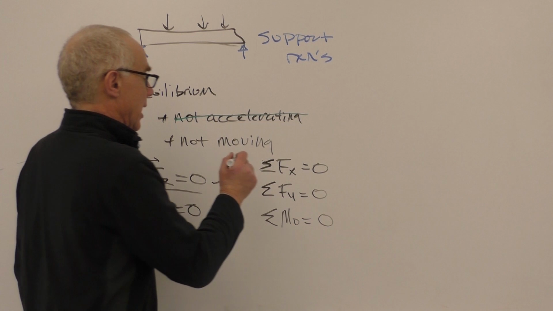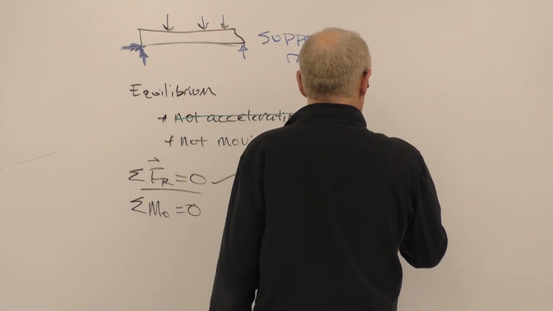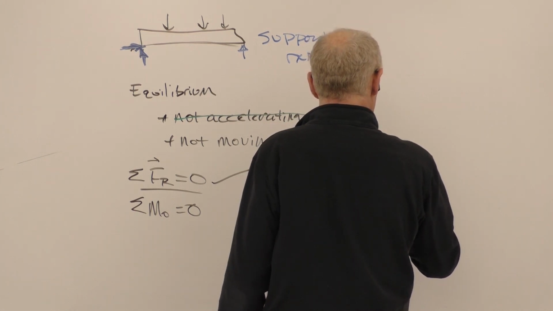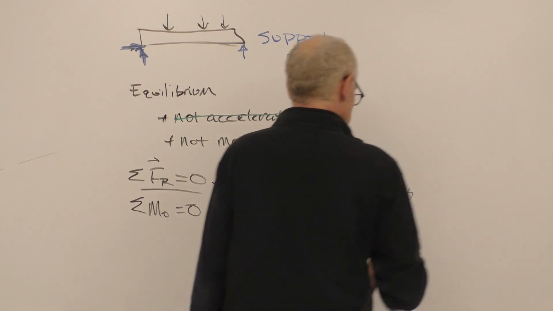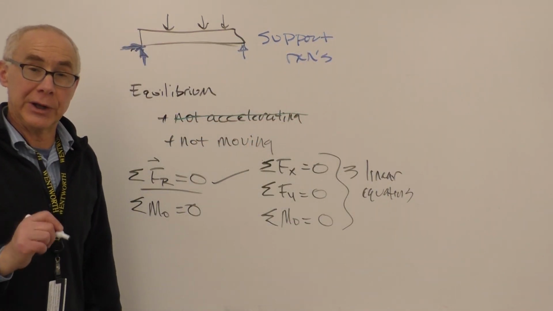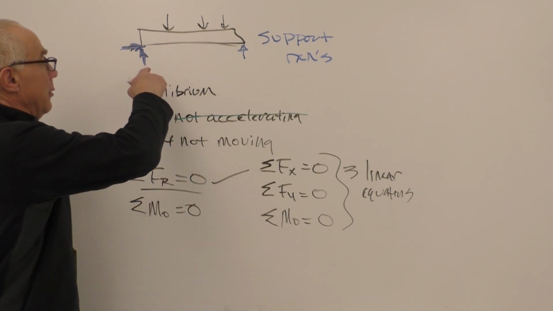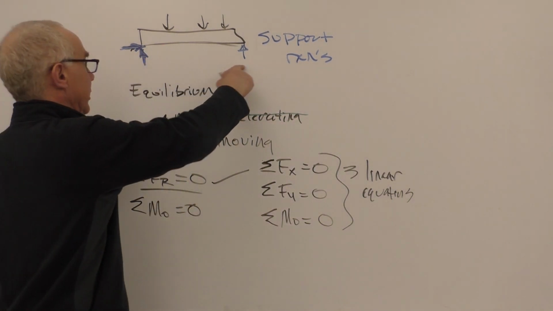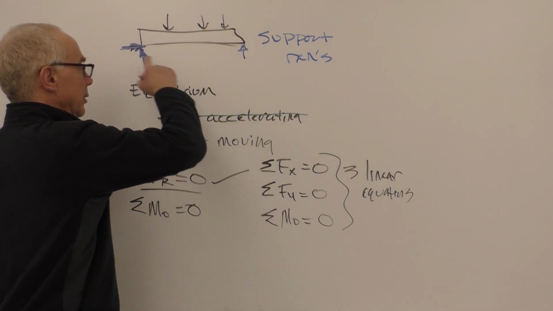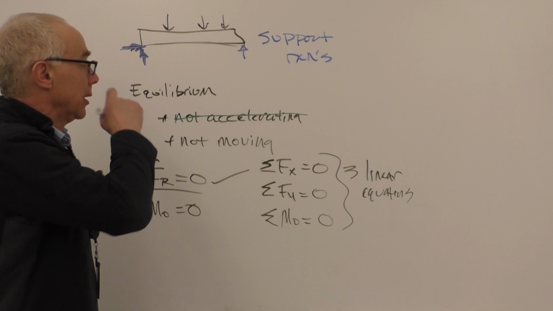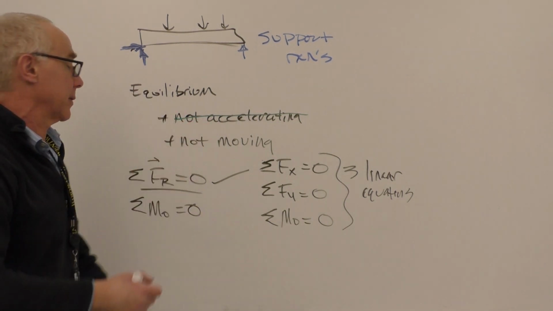So you have essentially 3 linear equations. If you have 3 linear equations, you can only have 3 unknowns. And that's why we always put a hinge on one end and a roller on the other. So we have 1, 2, 3 unknowns. And we'll talk next time about the different support reactions for hinges, rollers, and other types of supports.